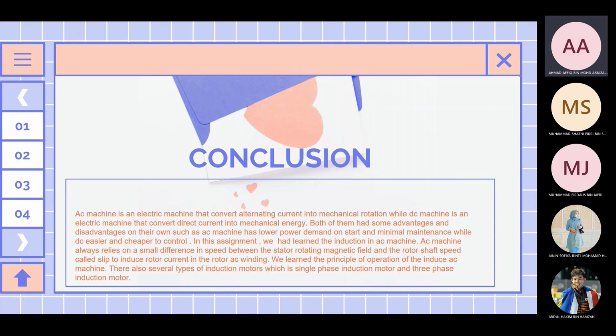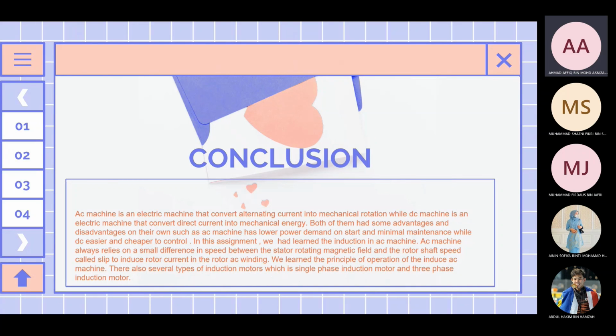Conclusion. An AC machine is an electric machine that converts alternating current into mechanical rotation, while a DC machine is an electric machine that converts direct current into mechanical energy. Both of them have some advantages and disadvantages of their own, such as AC machines have lower power demand on start and minimal maintenance, while DC is easier and cheaper to control.